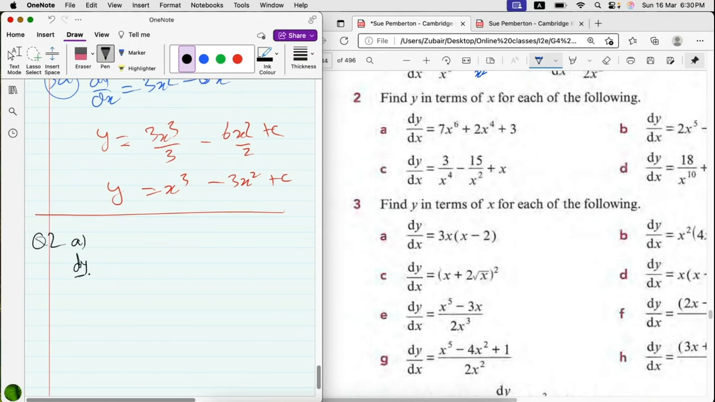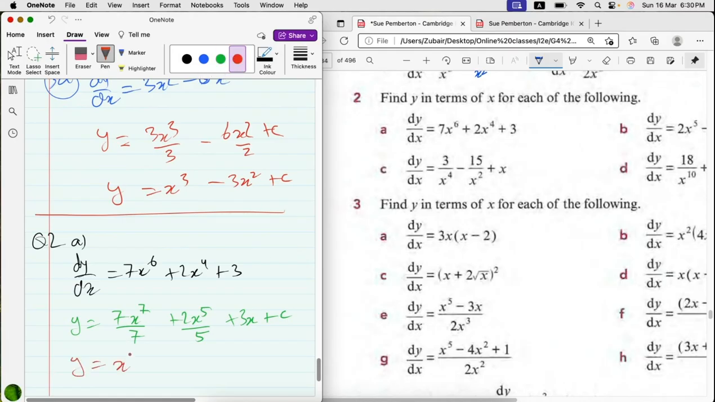2a: dy by dx is equal to 7x to the 6 plus 2x to the 4 plus 3. So y is 7x to the 7 over 7 plus 2x to the 5 over 5 plus 3x plus c. And simplification: x to the 7 plus 2x to the 5 over 5 plus 3x plus c. Okay.